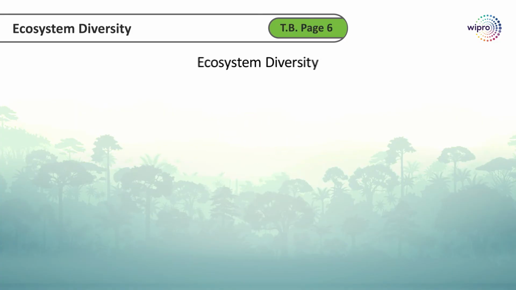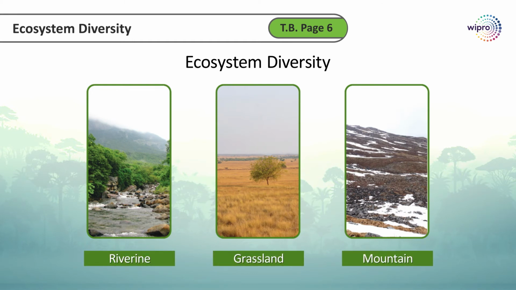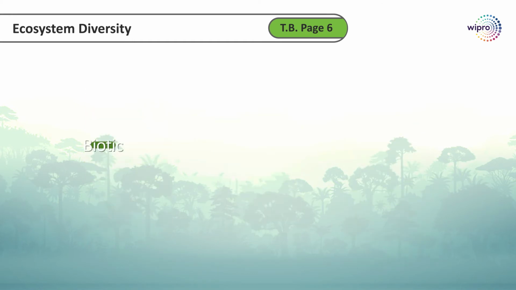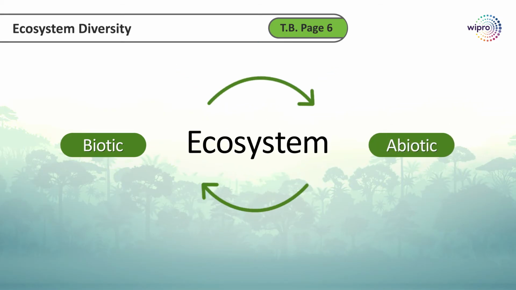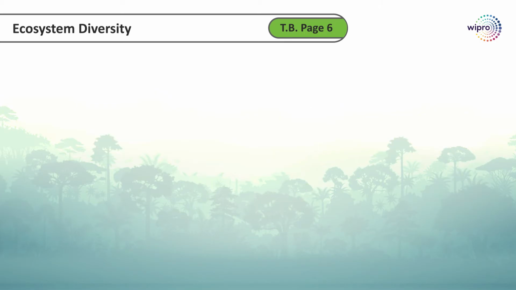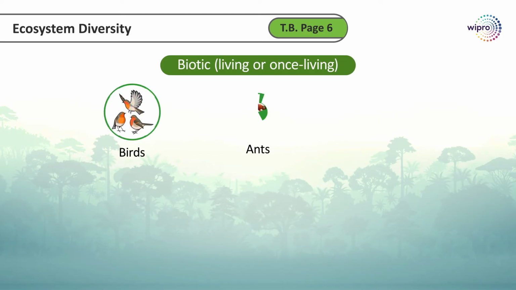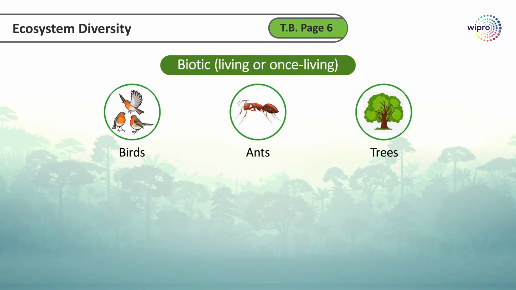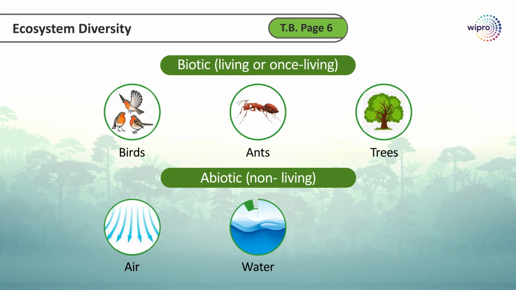Finally, we have ecosystem diversity, which refers to the different kinds of ecosystems that can be found on Earth. The interrelationship of both biotic and abiotic factors determines an ecosystem. Each ecosystem is physically different and is composed of a diverse set of biotic, living or once living, factors such as birds, ants, trees, and abiotic, non-living factors such as air, water, and soil.